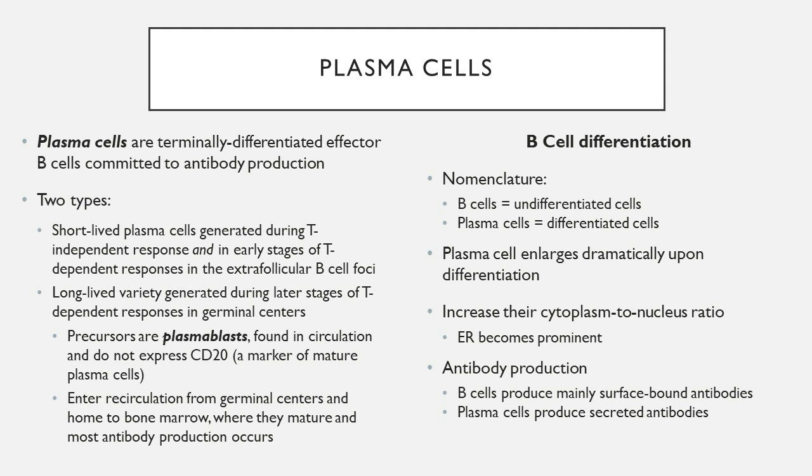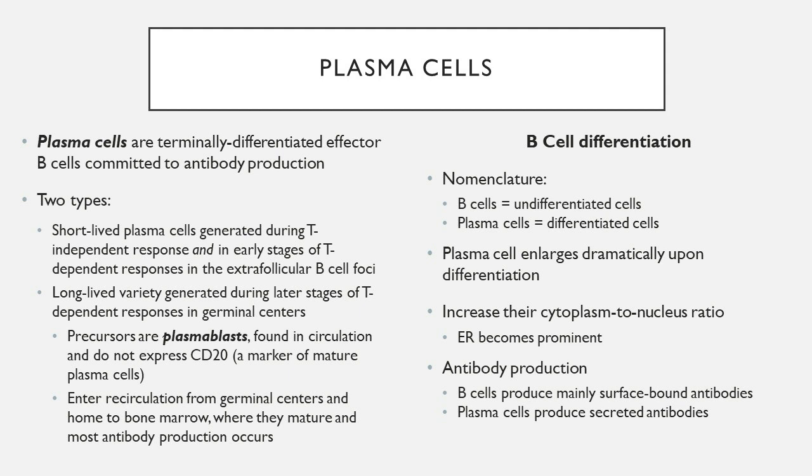And there's a long-lived variety generated during the later stages of the T-dependent responses that we just finished talking about inside the germinal centers. So the precursors of these are called plasmablasts, which are typically found in circulation and do not express CD20, which is a marker of mature B cell zones. Plasmablasts eventually migrate into the bone marrow where they finish maturing and where most of their antibody production takes place.